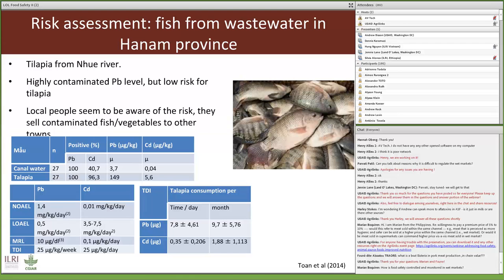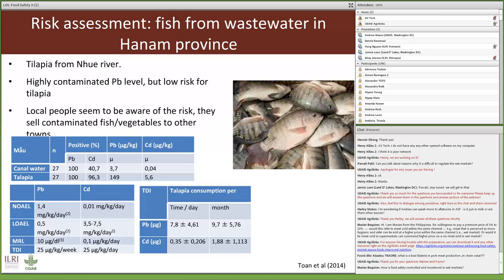I'm sorry for the typo in the name of tilapia. But when you do a risk assessment, it means that we survey how local people consume, how many times they eat tilapia per day, per week, per year, for example, and calculate the portion that people eat. The TDI, the total daily intake of heavy metals, lead and cadmium, was also quite lower than the acceptable level defined by the country.